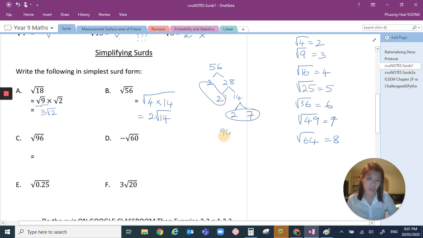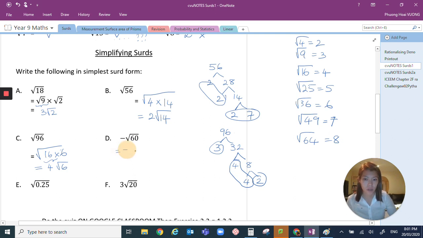96. What numbers can we fit in 96? Let's break 96 up. It fits 3, which is 32. Now what can we fit in 32? That is 8 times 4, which is 4 times 2. So we have that, and the 6 we can't do anything with. So we can write that as 4 times 4 is 16 times the 6. So now we have 4 root 6, because the square root of 16 is 4, and you can't do anything to the 6.